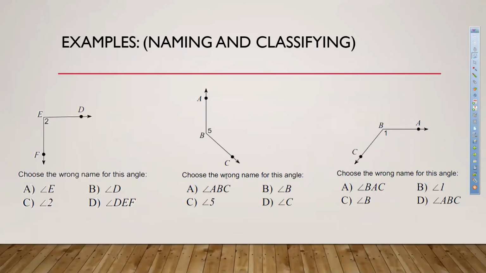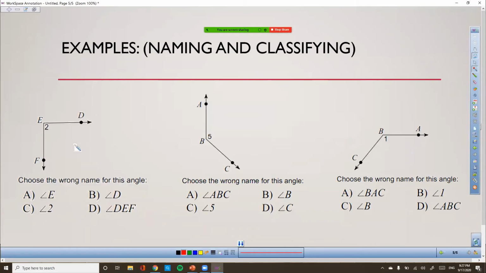For these examples, they want me to name and classify these angles. First, the question is asking, choose the wrong name for this angle. If we remember, there are 3 different ways we can name our angle. The first one is by my vertex, in this case E. So one way I can name this angle is angle E. Another way is by three letters. Which one has to be in the middle? Our vertex. In this case, this can be angle DEF or angle FED. And lastly, the third way is by the number in the middle. In this case, it will be angle 2. So these are the different ways we can name this angle.